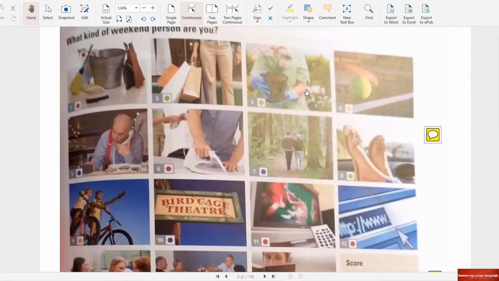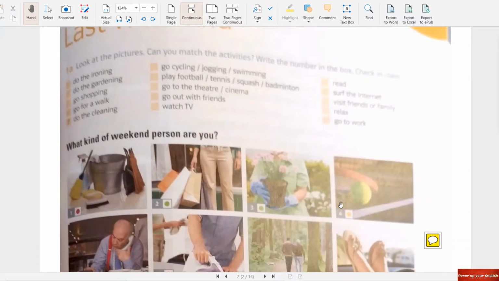Very good. Now, let's match these activities. So what are these activities in English? So as you can see, you have number 1. We've put the number 1 here is do the cleaning. So let's have a look at the solutions.